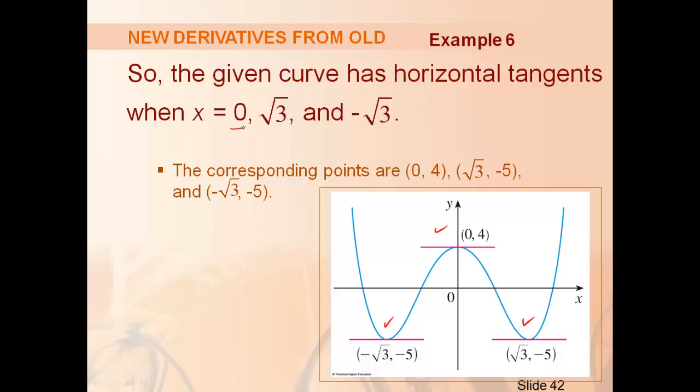And of course, if we know 0, square root of 3 and negative square root of 3, we simply plug those into the original function to get the y values of 4, negative 5, and negative 5 that go with those x values into the original equation, because we want points that are on the blue curve.